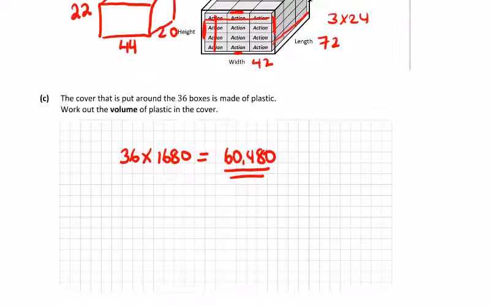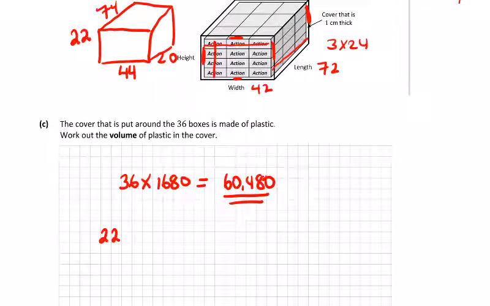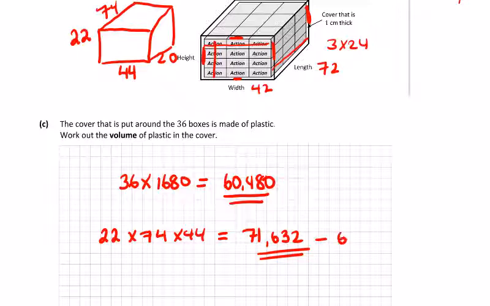Without the boxes, just the total volume is the 22 by 74 by 44 from above. 22 by 74 by 44, and that's equal to 71,632. So the volume of the plastic must be the difference between these two numbers. 71,632 minus 60,480 gives 11,152, and the volume is in centimeters cubed for the volume of the plastic.